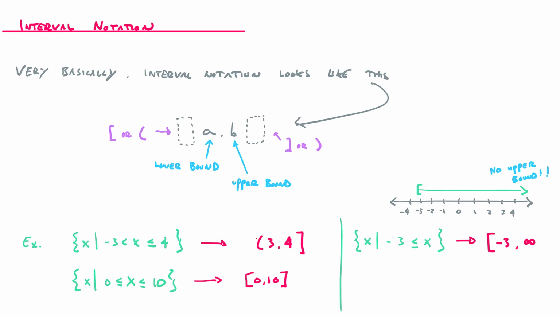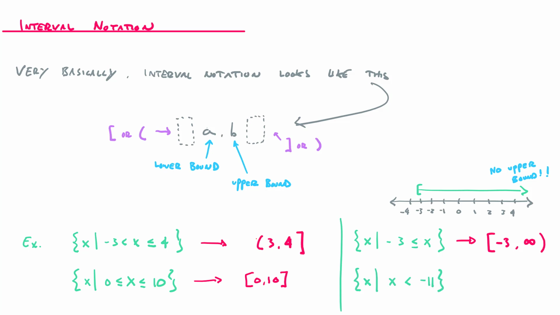Infinity is a concept, right? It means it goes on forever. You can always pick a bigger number. So can you ever be equal to infinity? No. If you can't be equal to the upper bound, then you're going to use a parenthesis. You're not going to ever use a bracket for an infinity.